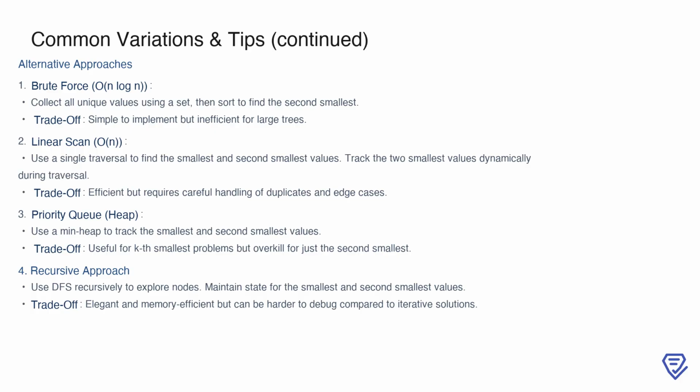Alternatively, you could use a priority queue or min heap to maintain the two smallest values. This method can be useful for kth smallest problems but is generally overkill for just the second smallest. Lastly, a recursive approach with depth-first search allows you to maintain state for the smallest and second smallest values. This method is elegant and memory efficient but may be harder to debug compared to iterative solutions. Each approach has its strengths, so choose based on the problem constraints and your familiarity with the techniques.